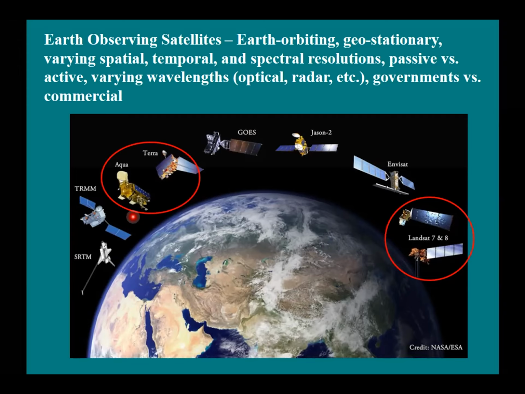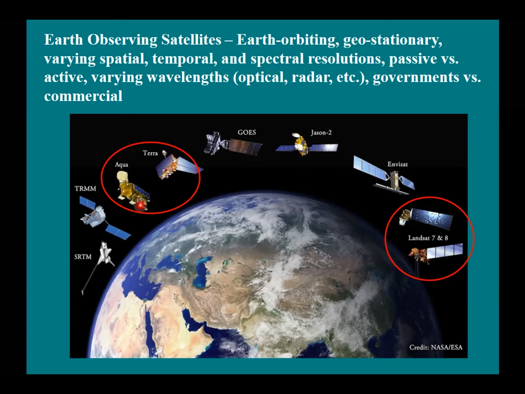There are sensors that cover varying wavelengths, so different types of wavelengths. There are optical sensors, there are radar sensors and others. Some of these satellites and sensor platforms are put in space by the federal government, by different agencies like NOAA and NASA, international agencies like the European Space Agency. And some of them are commercial, all collecting different types of information on the Earth's surface.